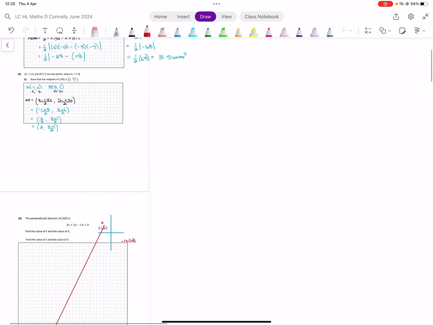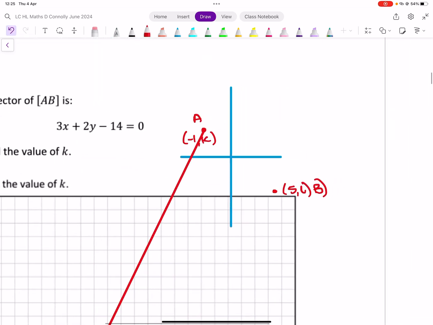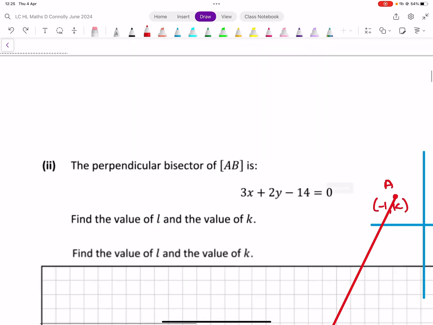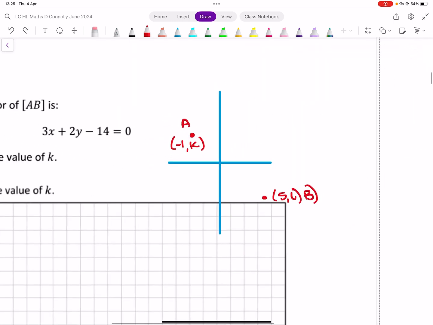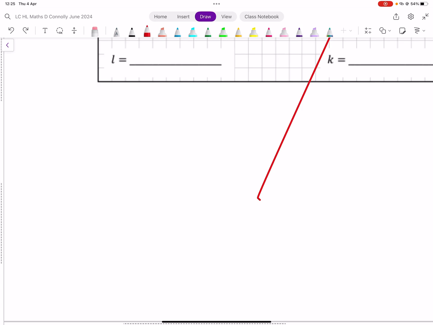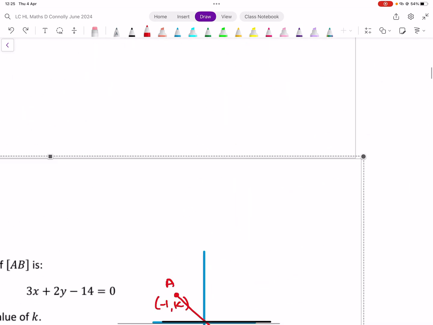Fun. Okay. So we'll just draw that ourselves. Oh my God.